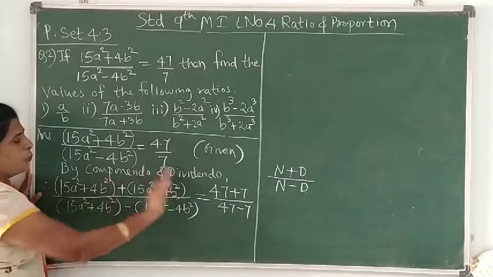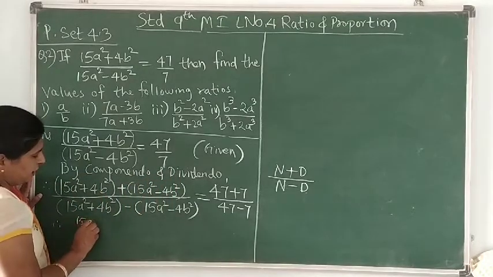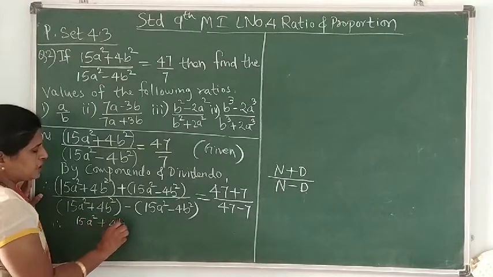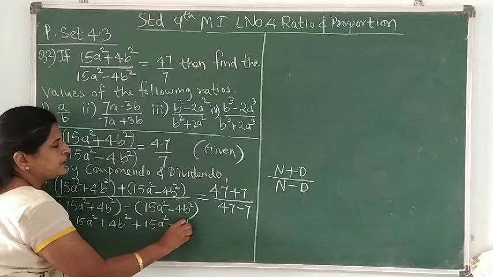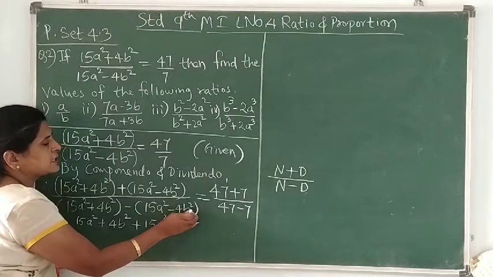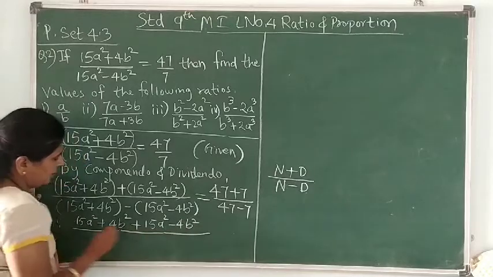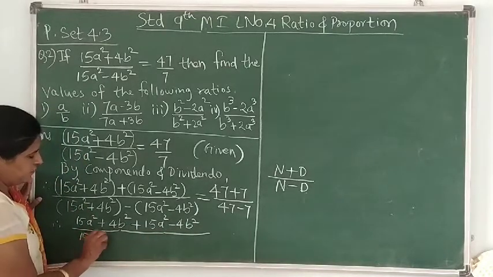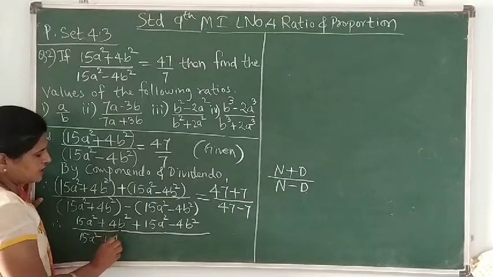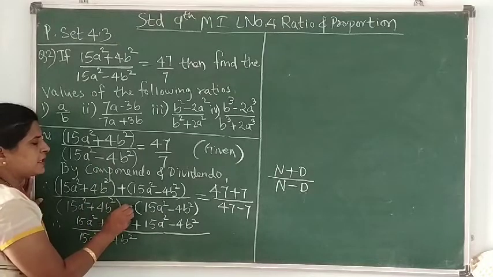For that, let's open the bracket. Let's write without the bracket. So 15a square plus 4b square plus 15a square minus 4b square. As there is a plus sign between these brackets, we are not going to change any signs. In the denominator, before this there is a plus sign, so it is going to be as it is, 15a square plus 4b square. Now this is to be subtracted, so the sign is minus.